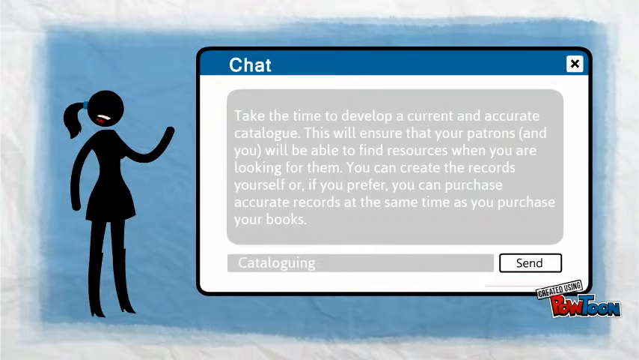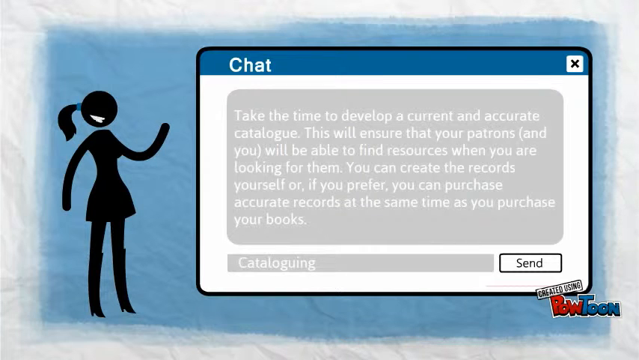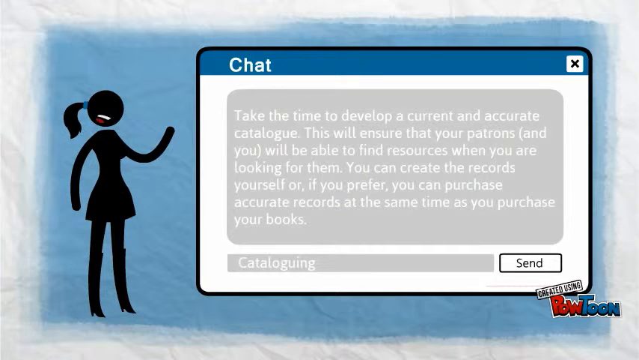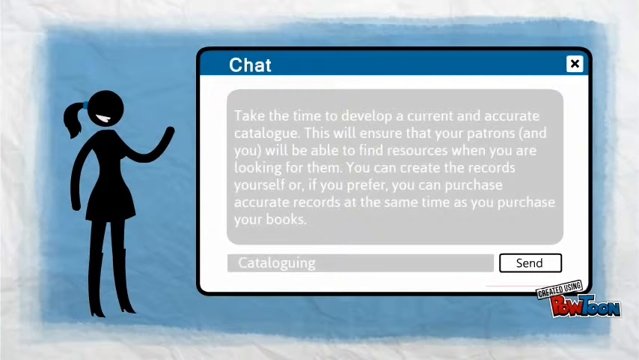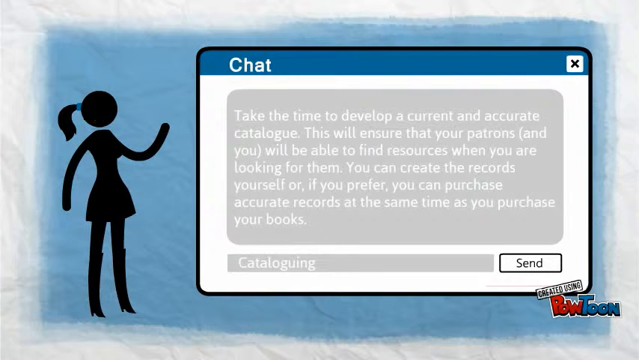Cataloging. Take the time to develop a current and accurate catalog. This will ensure that your patrons and you will be able to find resources when you're looking for them. You can create the records yourself, or, if you prefer, you can purchase accurate records at the same time as you purchase your books.